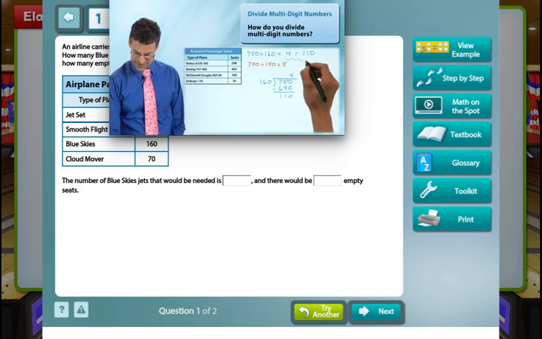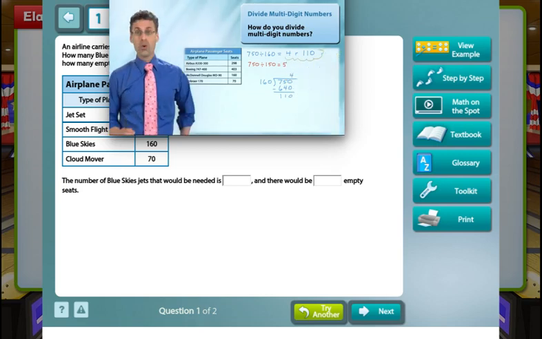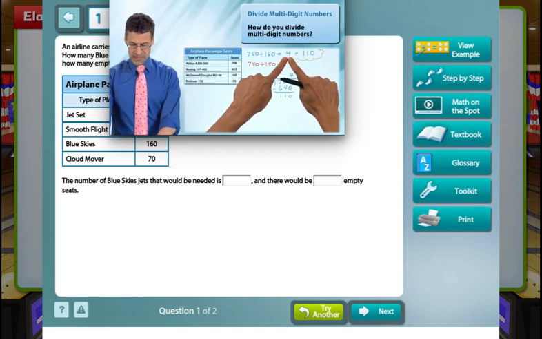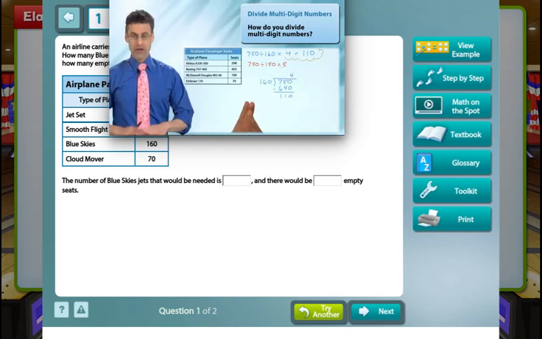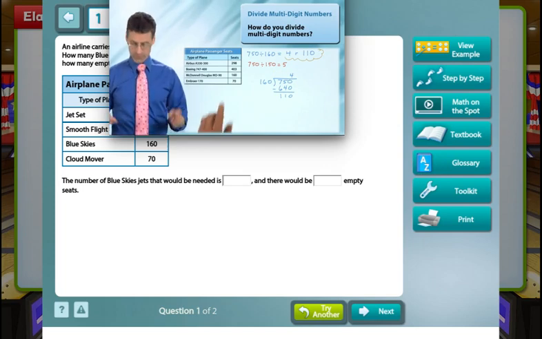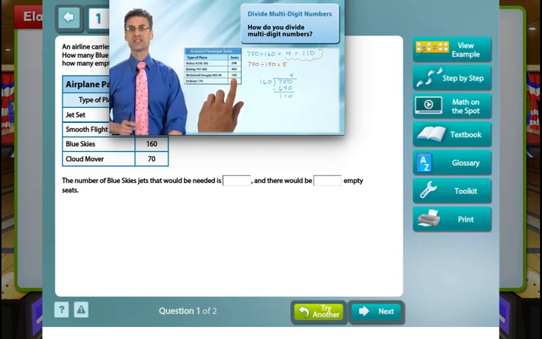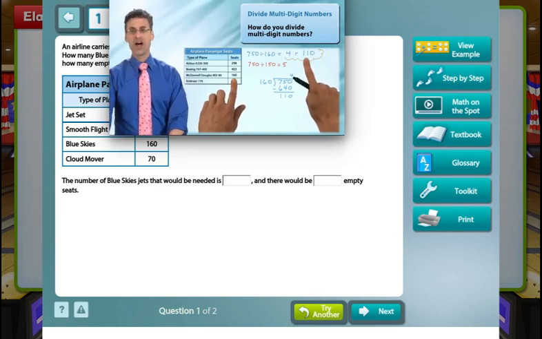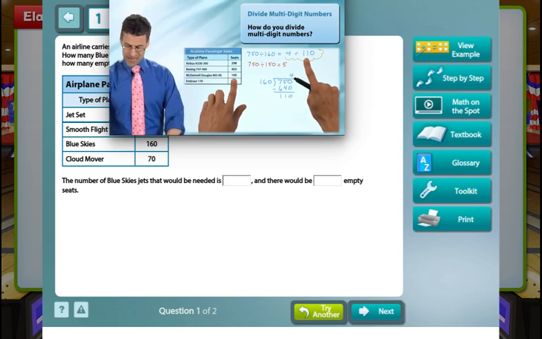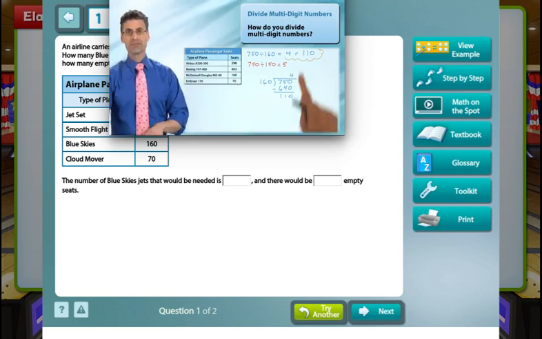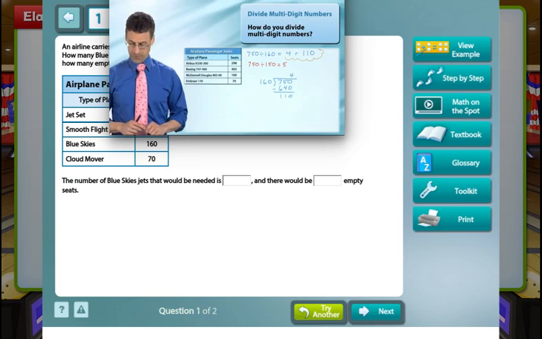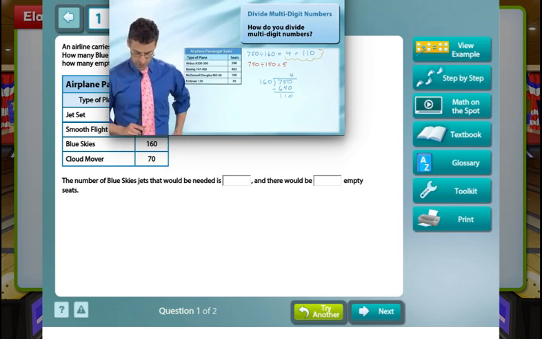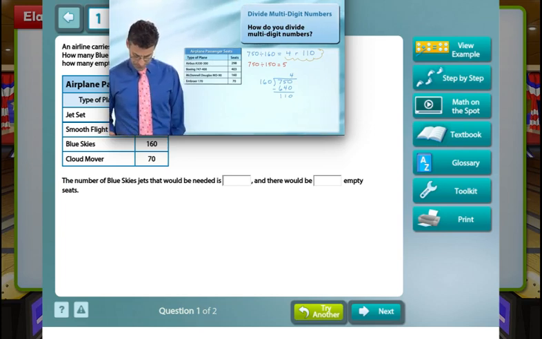The question is, what does it mean? Well, what it means is that we need 4 planes that will be totally filled, right, with 160 seats, all filled. But then we have an extra 110 passengers left. So what do we need? It means we actually need a 5th plane.